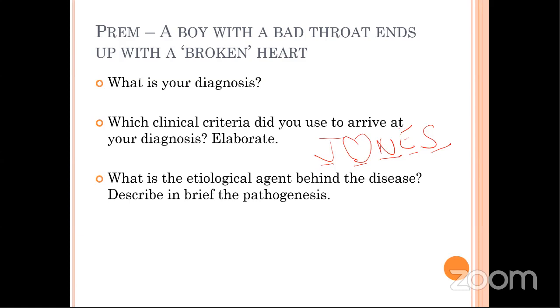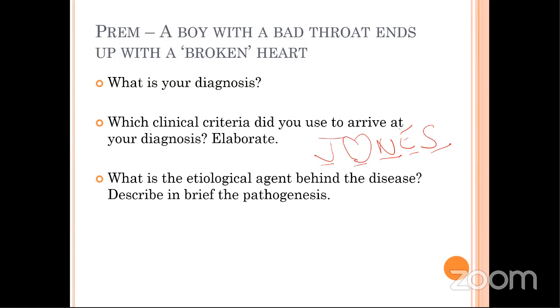Now, what is the etiological agent behind the disease? Group A beta hemolytic streptococcus is the etiological agent behind the disease. Describe in brief the pathogenesis. So, you will have to then talk about the pathogenesis. What is the pathogenesis? It is an immunological reaction.